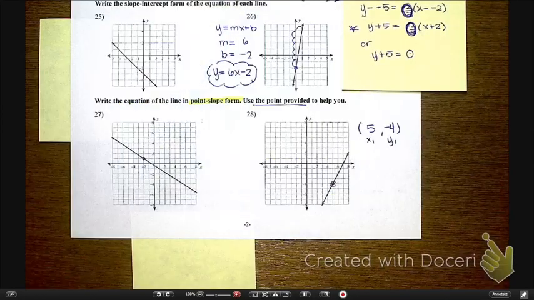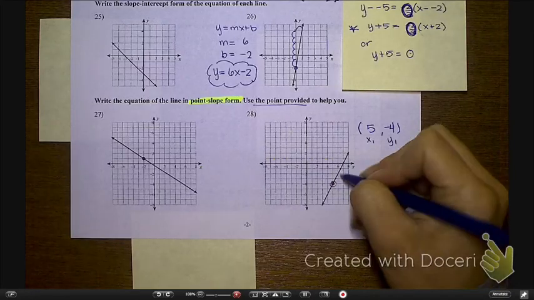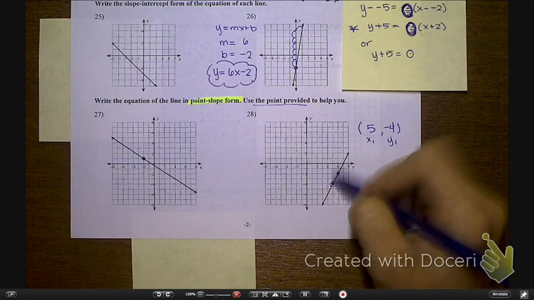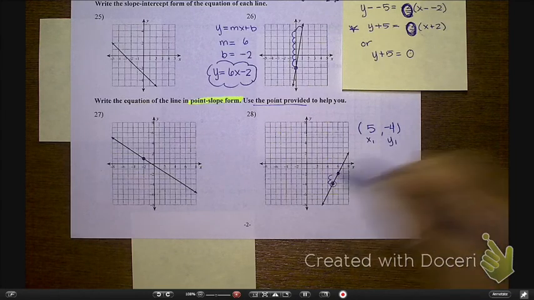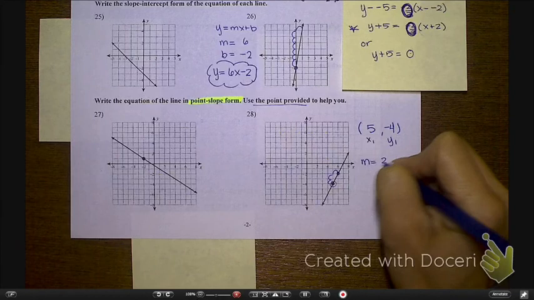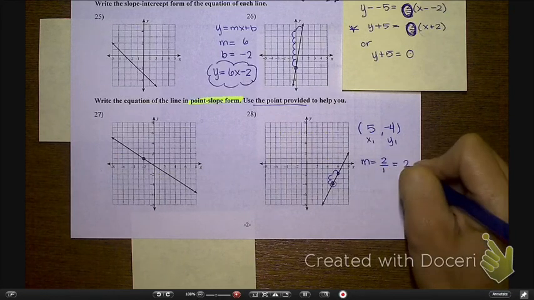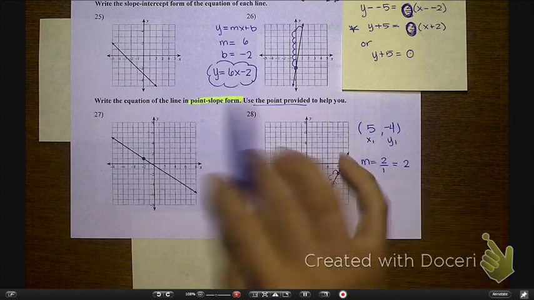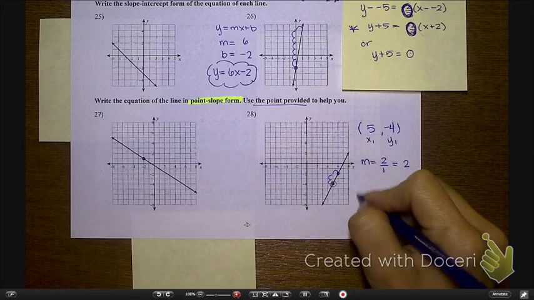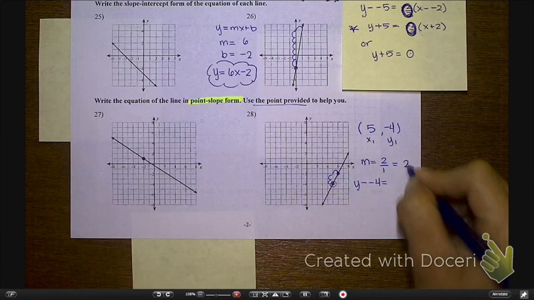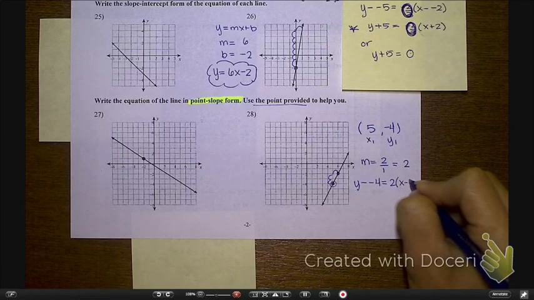Okay, so let's pick another point. I see another point right here. Let's find our rise and our run. What's your rise and your run? So 2 over 1, which is just 2 for our slope, right? Now, let's plug this into point-slope form. So y minus negative 4 equals 2 times x minus 5.